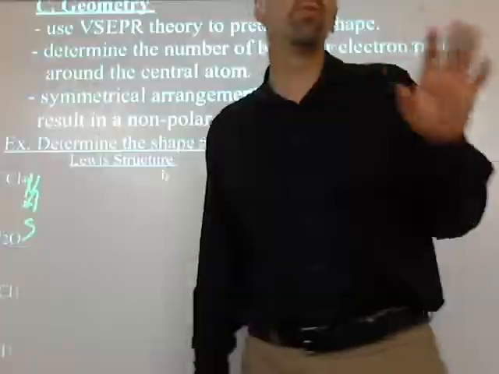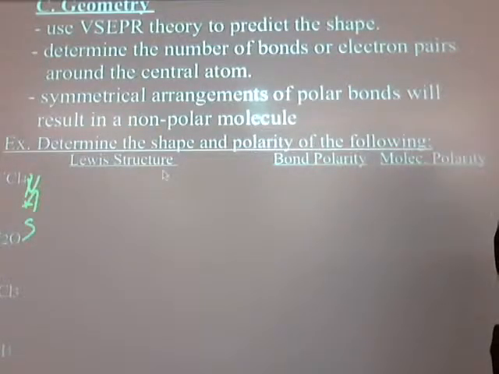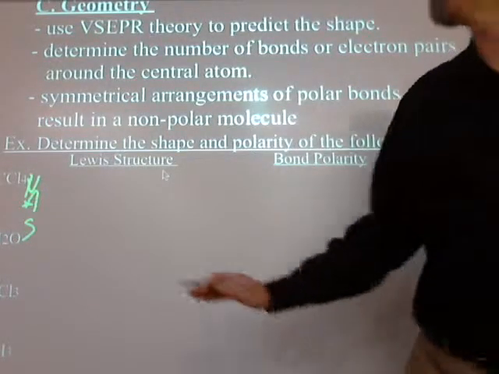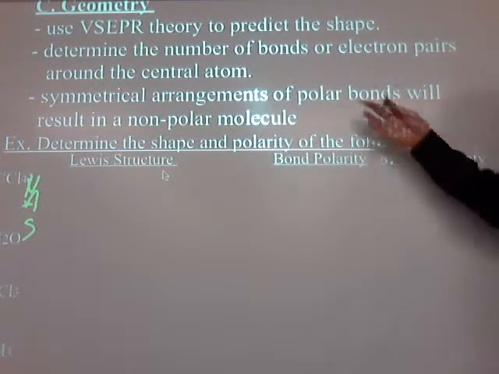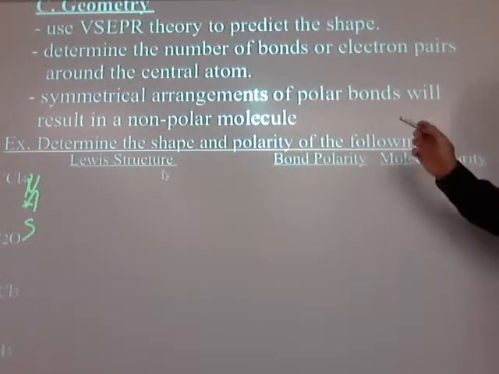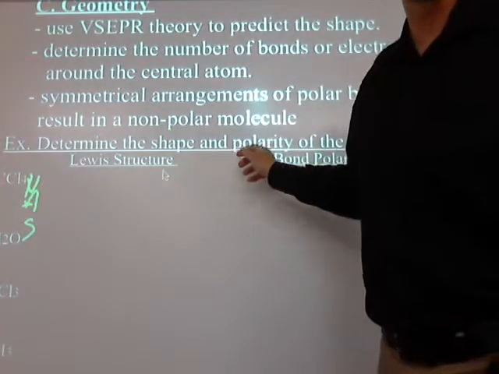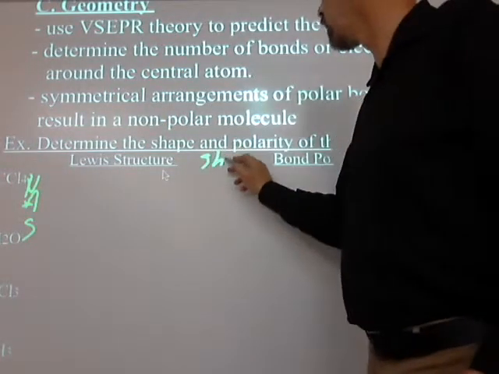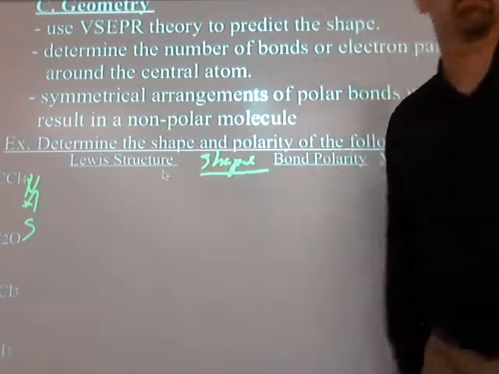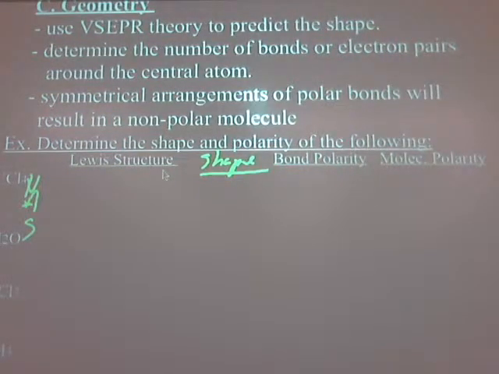I don't know how much room you've got there. You're probably going to have to write pretty small. What I'm going to do is use this whole space to do CCl4 and then erase it, and then I'll use the whole space to do H2O. I also need you to add a column in here, which I don't think is on your paper. It should be the shape. Do you have room for the shape column? Okay.